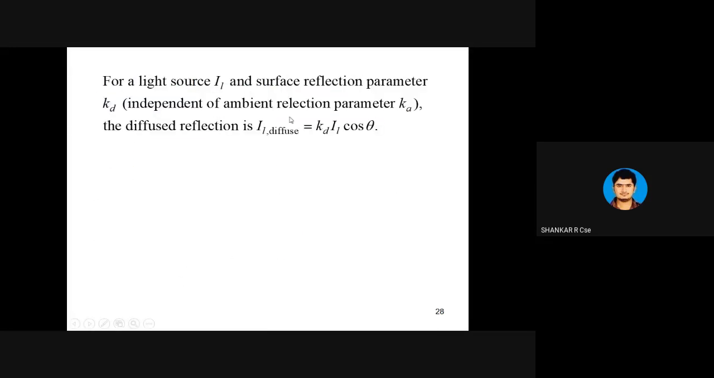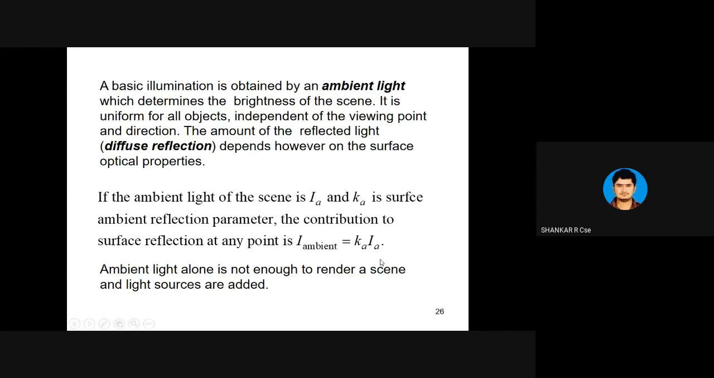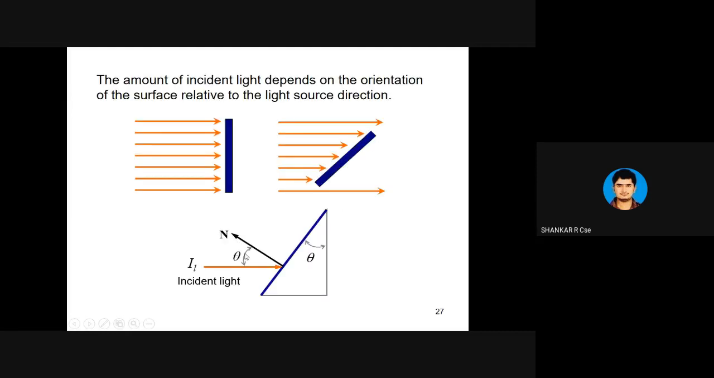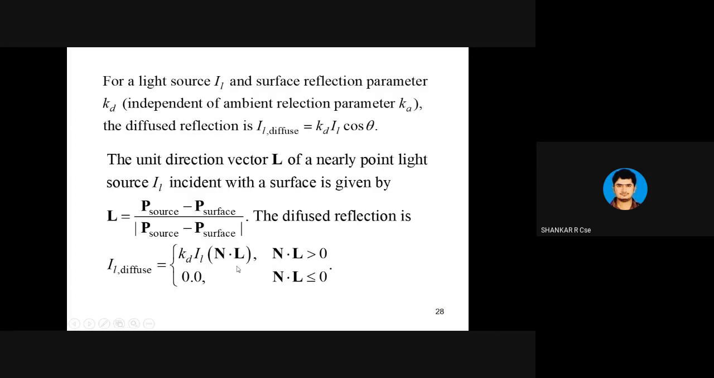Diffusion intensity is this: the intensity of illumination IL, in the sense the light source, into cos theta, into KD. That is the reflection parameter called KD. That is your intensity of diffusion. Intensity of ambience is KAIA. Intensity of diffusion is KD, the diffusion reflection parameter, into the intensity of your light source into cos theta. Theta in the sense this angle.